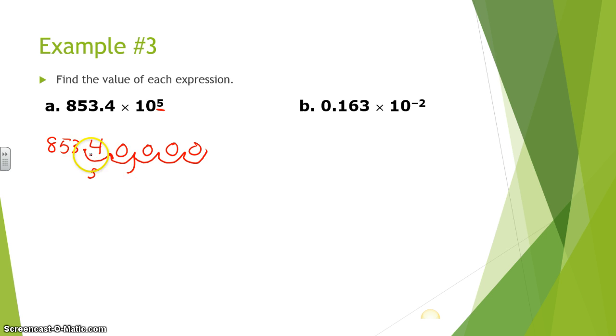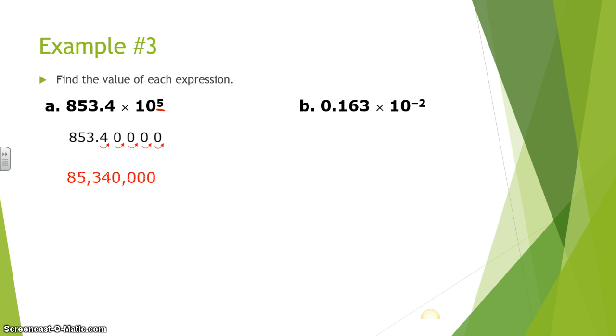Don't forget to put in your commas. So we have this large number. Let me erase here so I can show you it clear by the typed version. Here is my answer. We have 85,340,000, and that is my value of this scientific notation example right here.